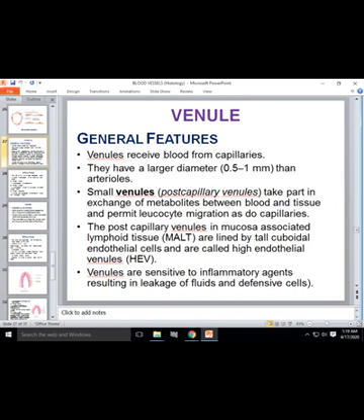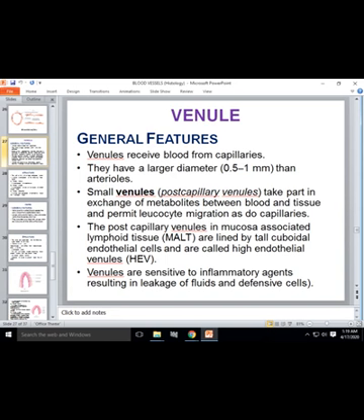Now we come to the venule. Venules receive blood from capillaries and have a larger diameter, 0.5 to 1 millimeter, and their diameter is larger than the arterioles. Small venules, also called post-capillary venules, take part in exchange of metabolites between blood and tissue and permit leukocyte migration, as occurs in capillaries.